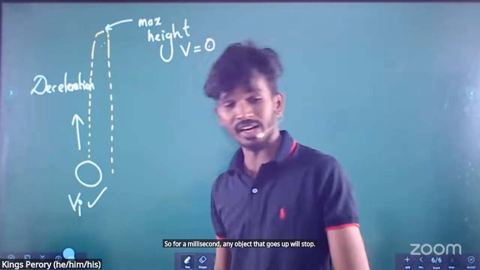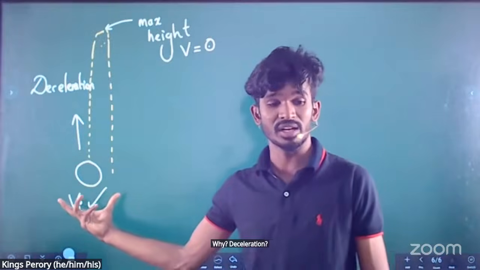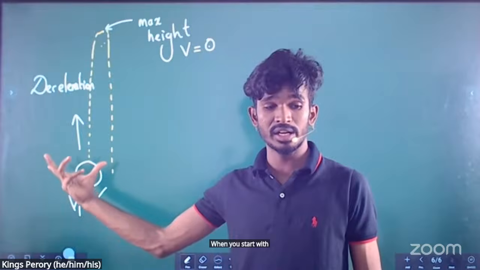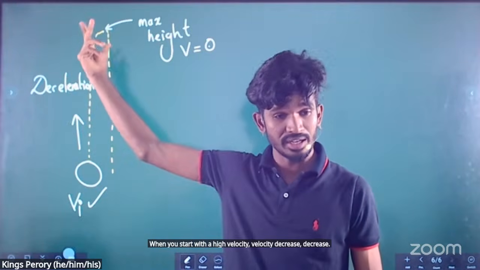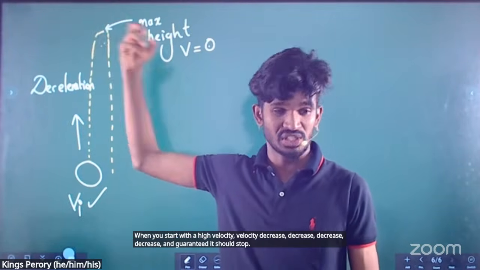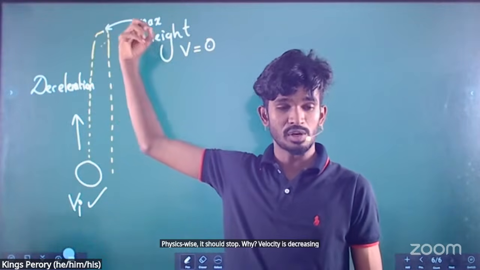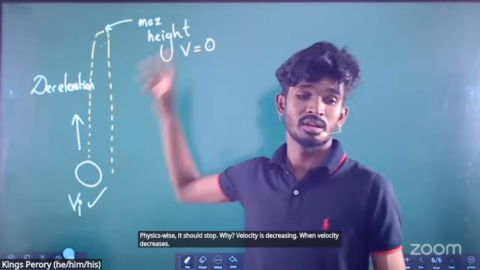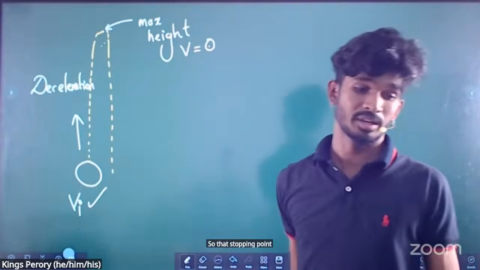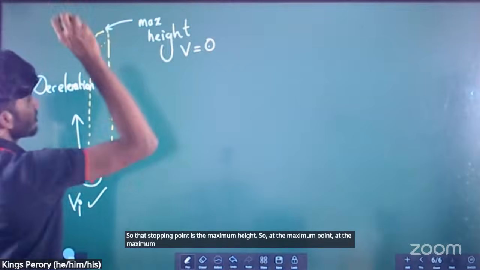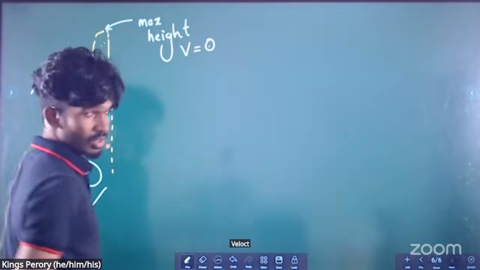Why? Deceleration. Let's say you start with a high velocity. When you start with a high velocity, it decreases, and guaranteed it should stop. Physics-wise, it should stop. Why? Velocity is decreasing. When velocity decreases, there will be a stopping point. So that stopping point is the maximum height. At the maximum height, velocity becomes 0.